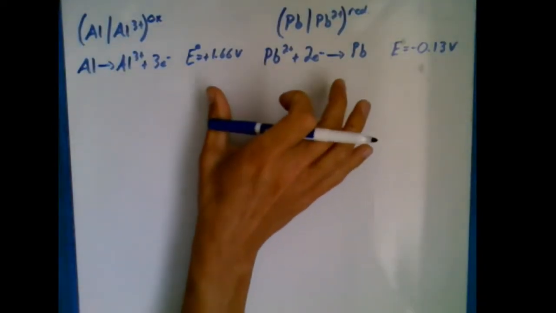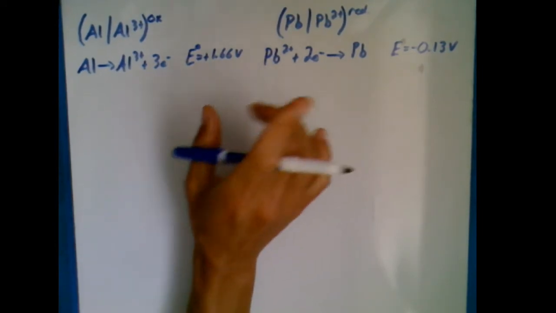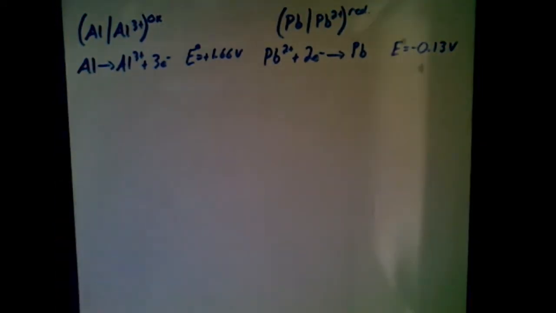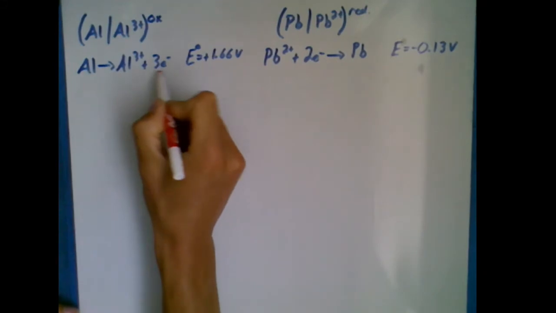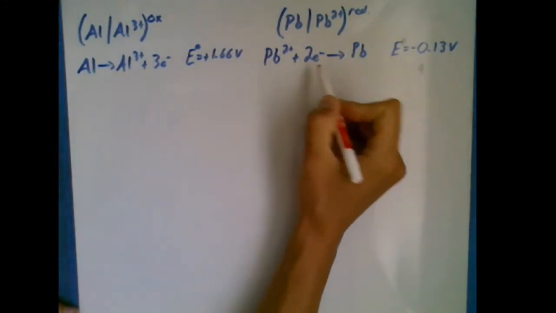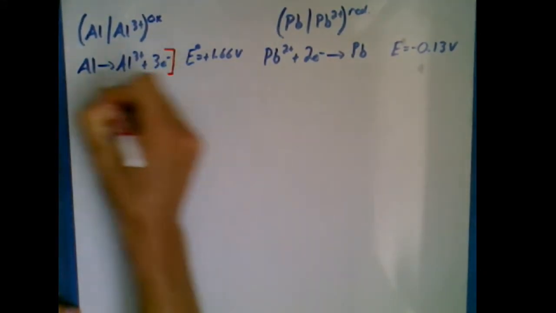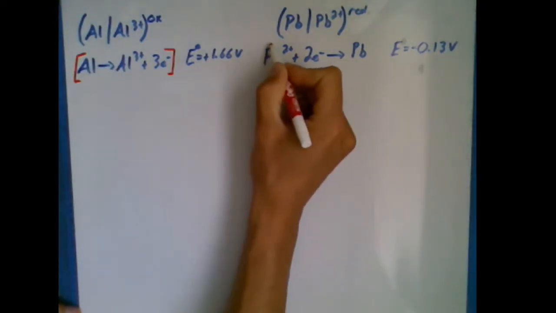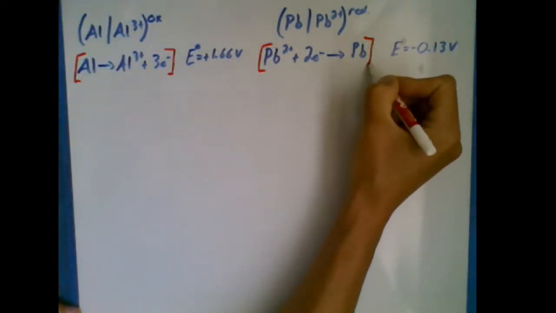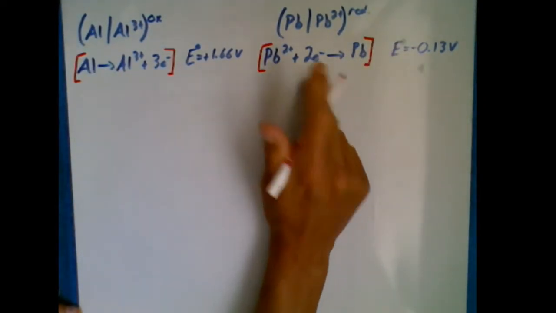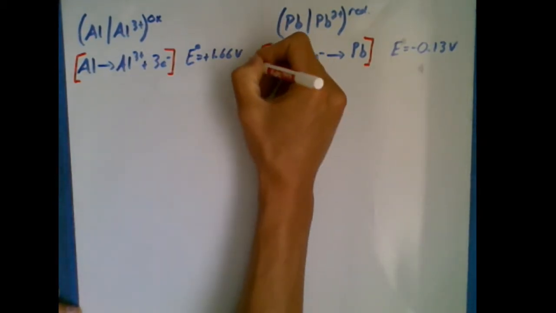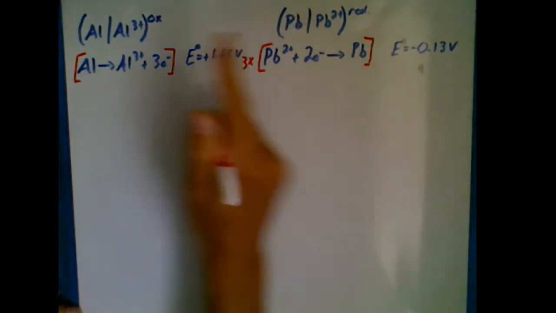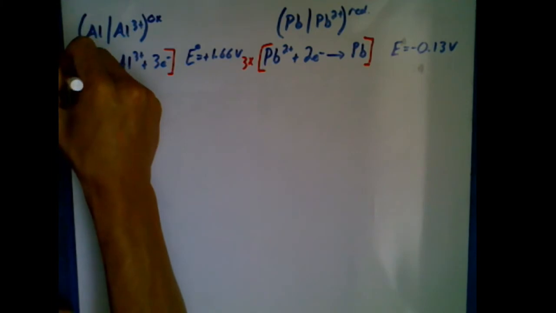If we wanted to figure out the overall voltage, first, let's take a look at the actual reaction. You'd want to add them together so that you get equal numbers of electrons in both reactions. Since one reaction has 3 electrons, whereas the lead reaction has 2, the lowest common multiple is 6. So we're going to multiply the lead reaction by 3, the aluminum reaction by 2.